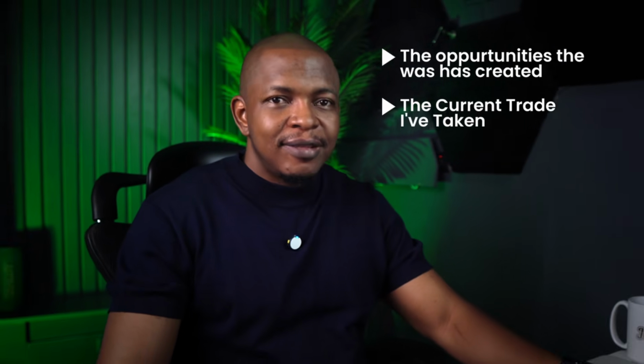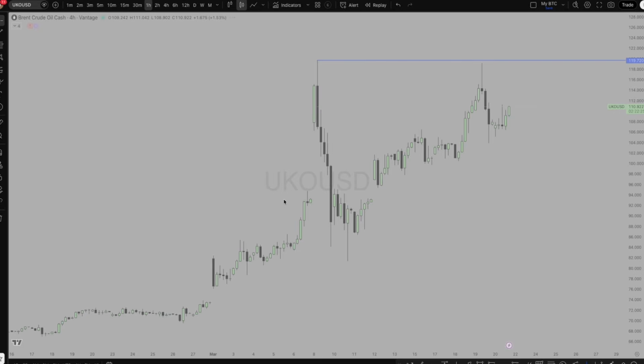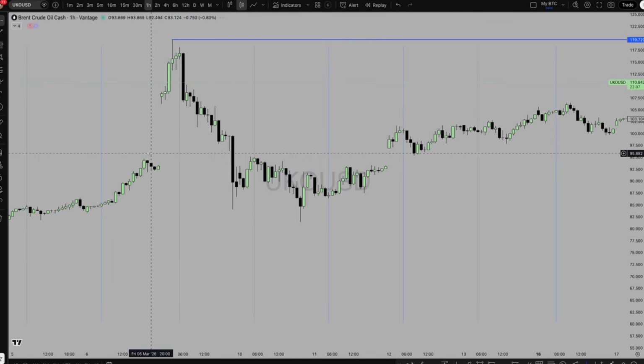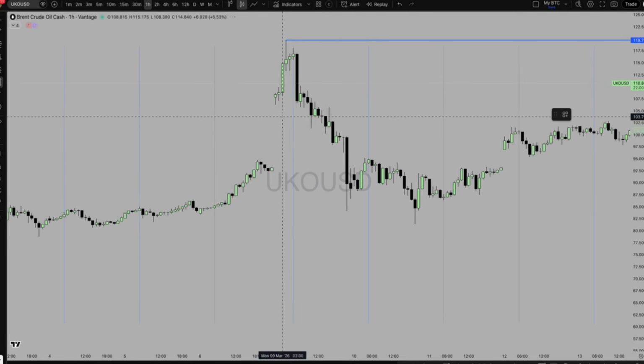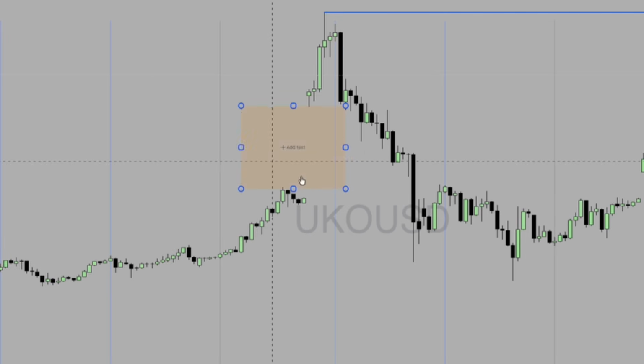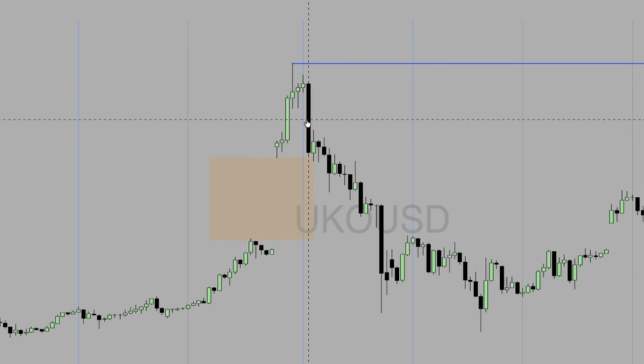I want to show you the opportunities this war has created, the trade I'm currently in, where I entered, and where my target to exit is. So I'm going to take this down to the 1 hour time frame. I'm going to start looking from here. We had this very spike that left this big gap. Now when I saw this gap, one thing was clear to me, that this of course is going to come down to fill this gap.